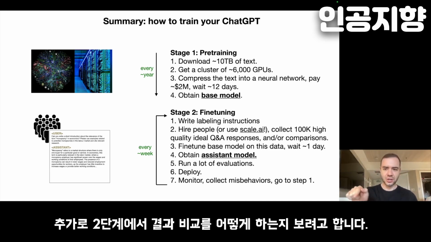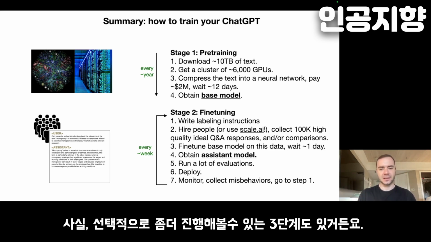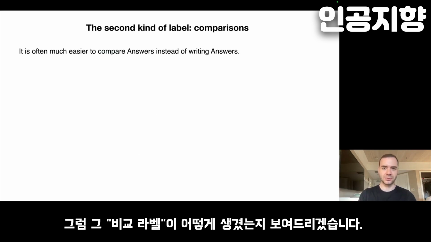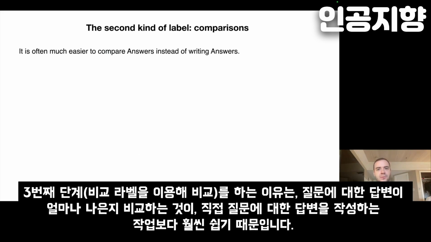Now see how in stage 2 I'm saying "and/or comparisons"? I would like to briefly double click on that, because there's also a stage 3 of fine-tuning that you can optionally go to or continue to. In stage 3 of fine-tuning, you would use comparison labels. Let me show you what this looks like. The reason that we do this is that in many cases, it is much easier to compare candidate answers than to write an answer yourself if you're a human labeler.